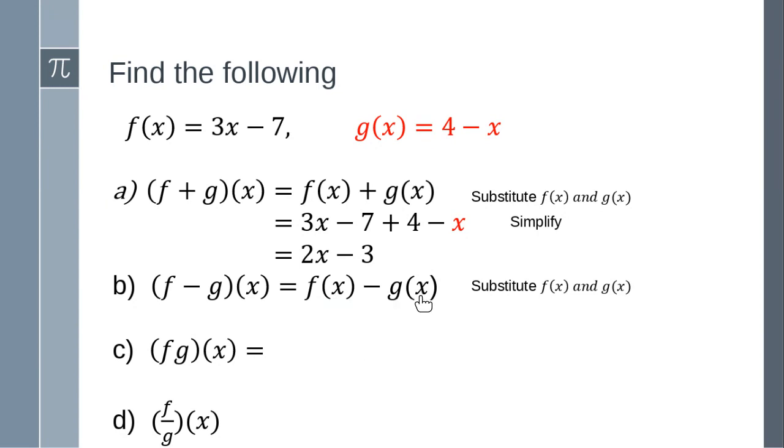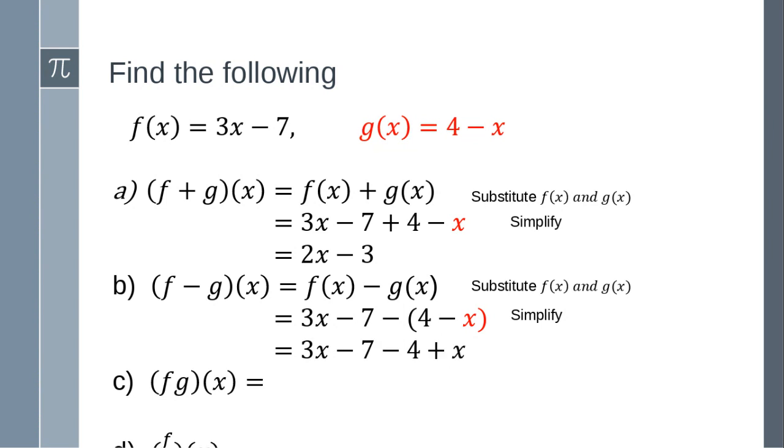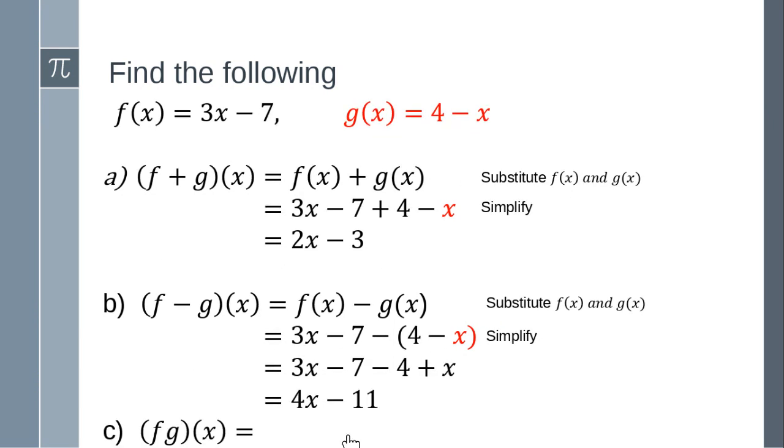So again, the syntax for subtracting functions, I like to rewrite it and say it's just f of x minus g of x, and let's substitute. f of x is 3x minus 7 minus g of x, which is 4 minus x, and I'm going to put a parenthesis because I have this negative symbol that I'm going to have to distribute. Negative times the 4 is going to give me a negative 4. And negative times the negative is going to give me that positive x. So 3x plus x is 4x. And minus 7 minus 4 is minus 11. So we have 4x minus 11.